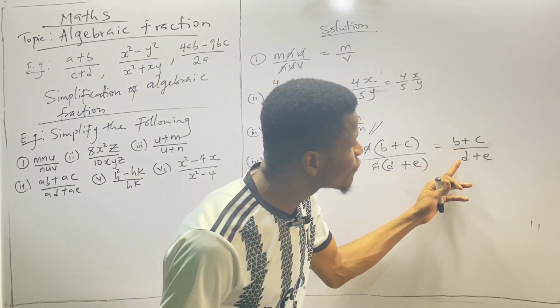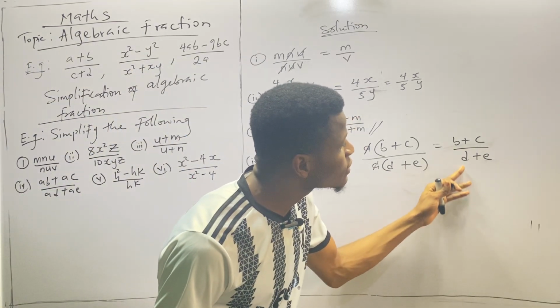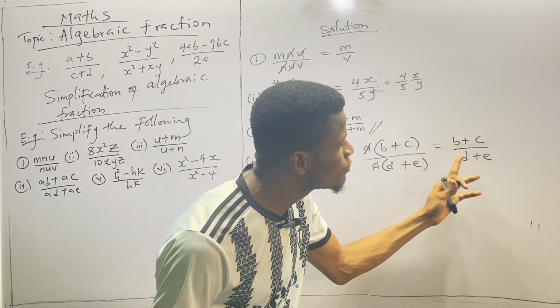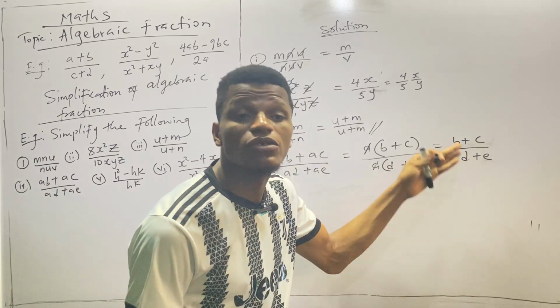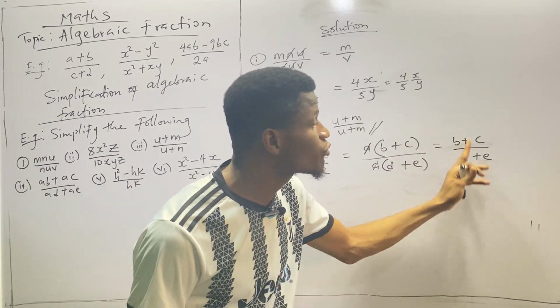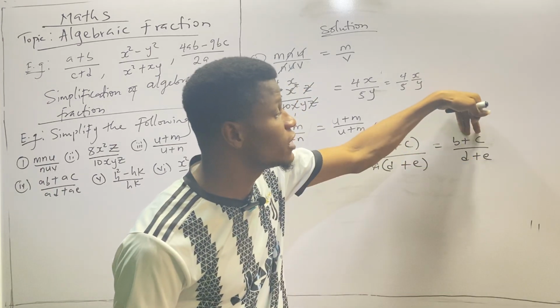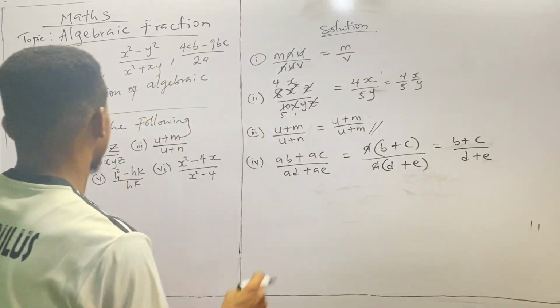There's no common term here. Even if they had it, we could still cancel because of the positive sign existing between the terms in the numerator and denominator. Okay, so that is it.